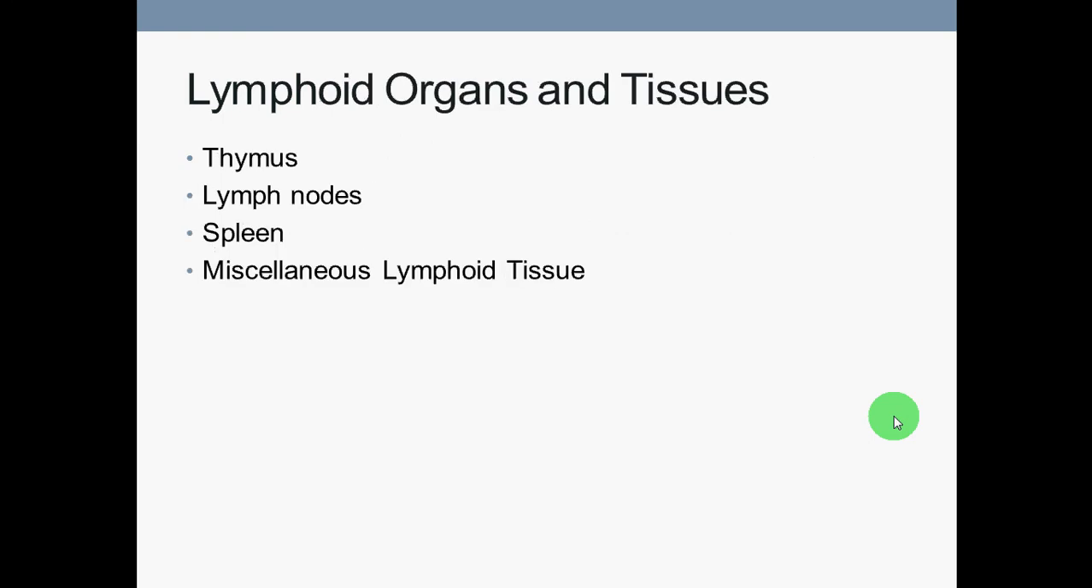So let's talk about the different organs and tissues that make up your lymph. These are things in your body that you've probably heard of before, maybe know a little bit about, but have never really understood the point of them. So we'll talk about the thymus, we'll talk about lymph nodes, the spleen, and then there's another type of tissue called miscellaneous lymphoid tissue, or MLT.